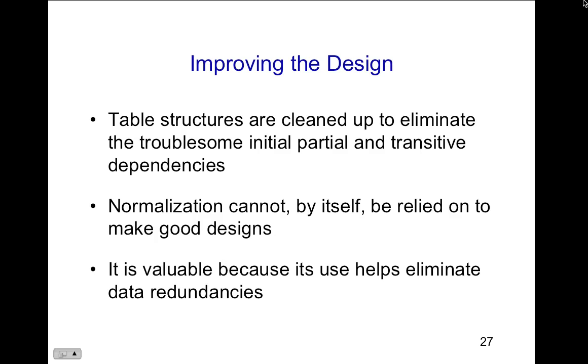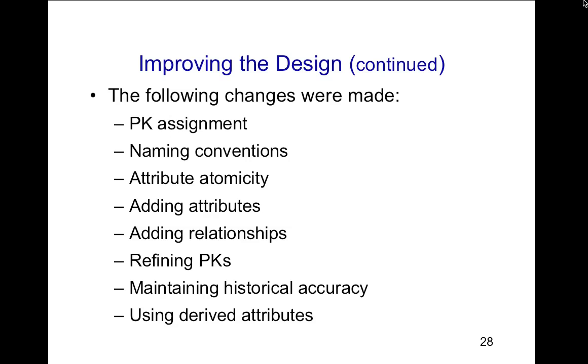So it's valuable because it helps eliminate data redundancy. In fact, third normal form is not bad, because you don't have data redundancies and you don't have inconsistencies, and all of the data have a primary key associated with them in each one of the tables, so you can identify the data. So in terms of improving the design, the following changes were made to that particular design.